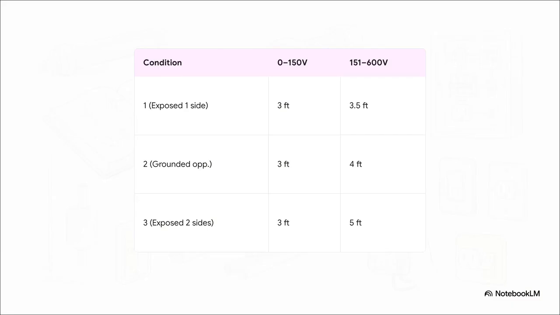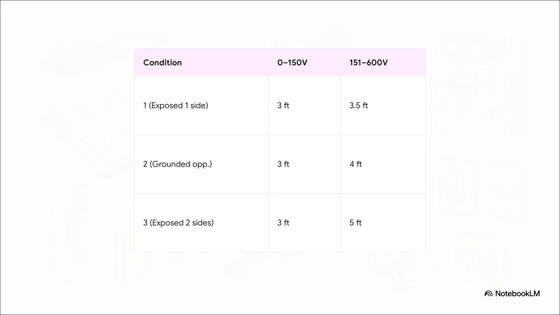So Table 110.26(A)(1) is all about your working space depth. And notice how the requirements jump up depending on two things: the voltage to ground, and what is sitting immediately behind you while you work. Condition 1 is exposed live parts on one side and totally empty space behind you. Condition 2 is live parts on one side, but a grounded surface behind you.